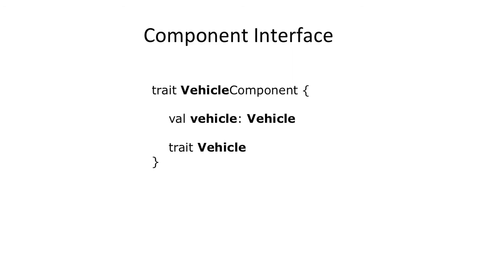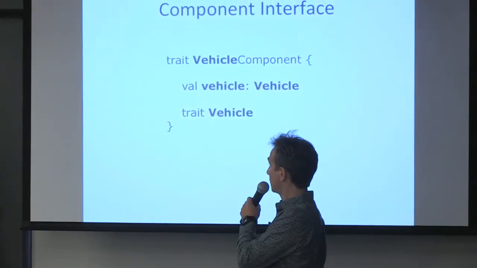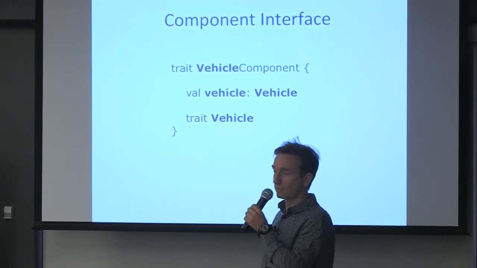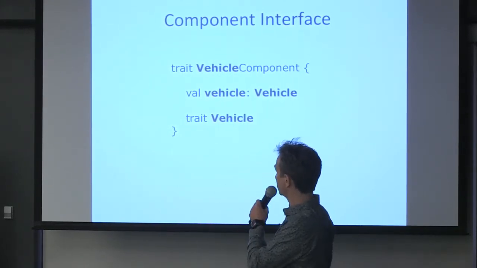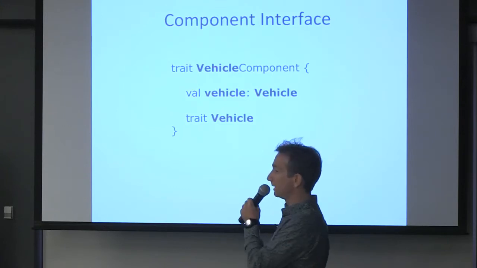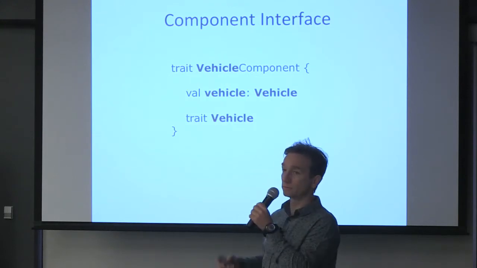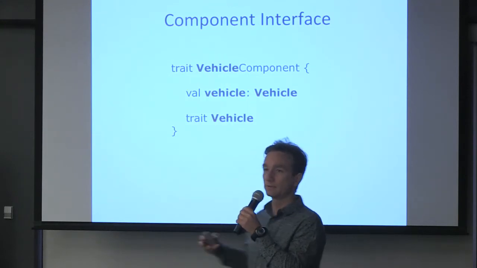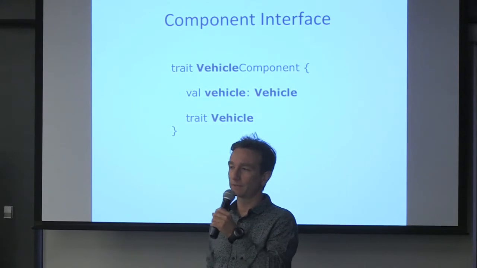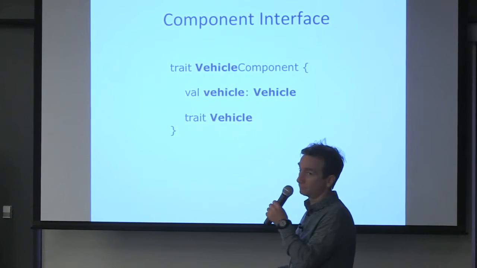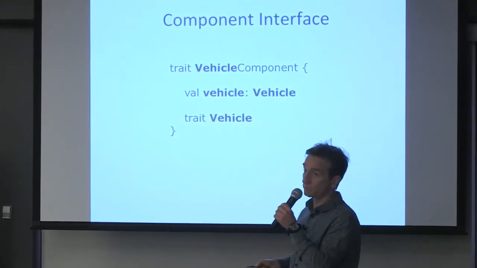So the top layer is the interface layer, or what I call component interface. When you're setting up the cake pattern, you want to have a component which basically contains the piece that you want to inject. So it's a kind of a trait inside a trait. We've got an interface for a vehicle, which doesn't contain much, and it's inside the vehicle component. So the vehicle component is just a container of what you want to inject into the application. And in this case, it's a val vehicle. But there are different ways in which we can use the component.